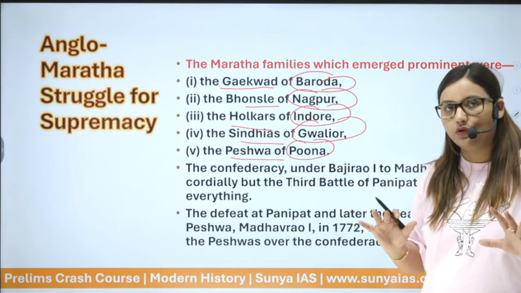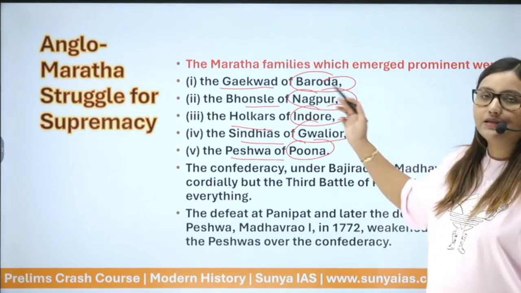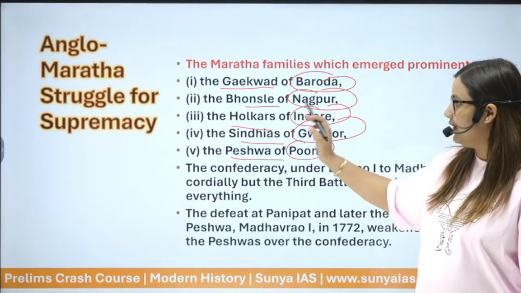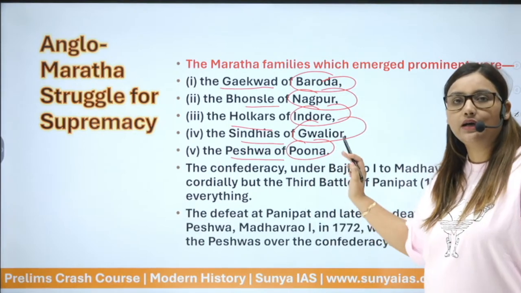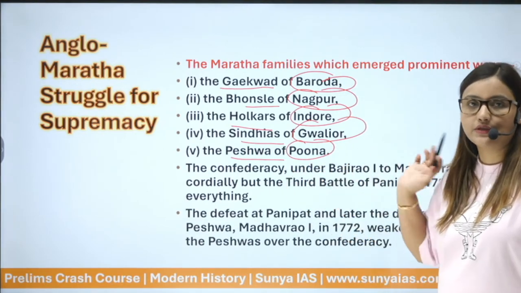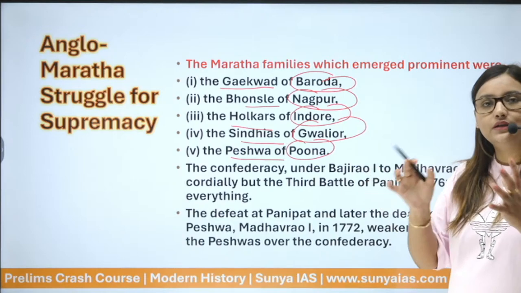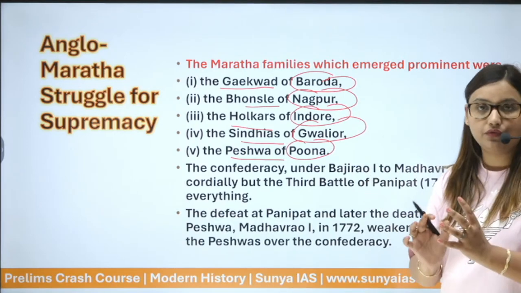With different chiefs, they would be ruling. So Gaikwad family is influential in Baroda, Bhosle family in Nagpur, Holkar chiefs are there in Indore, Sindhias are in Gwalior, and Peshwa himself is in Pune. So all together, these leaders had a confederacy.